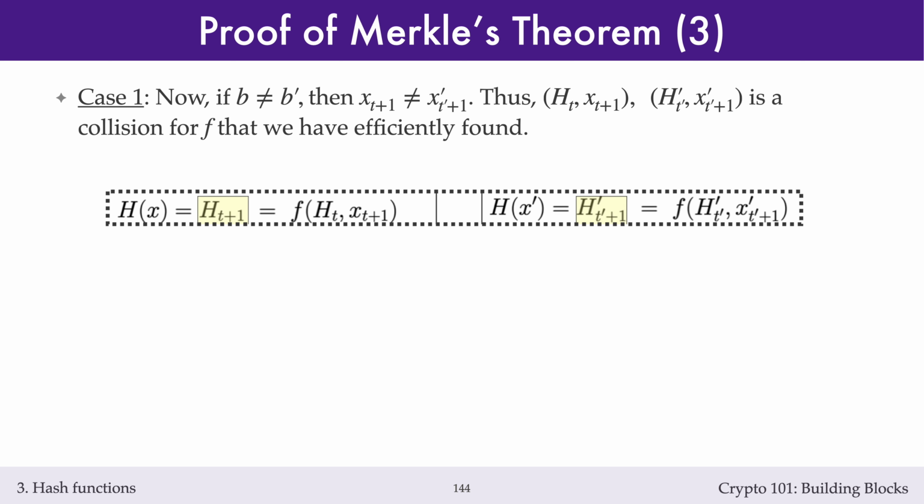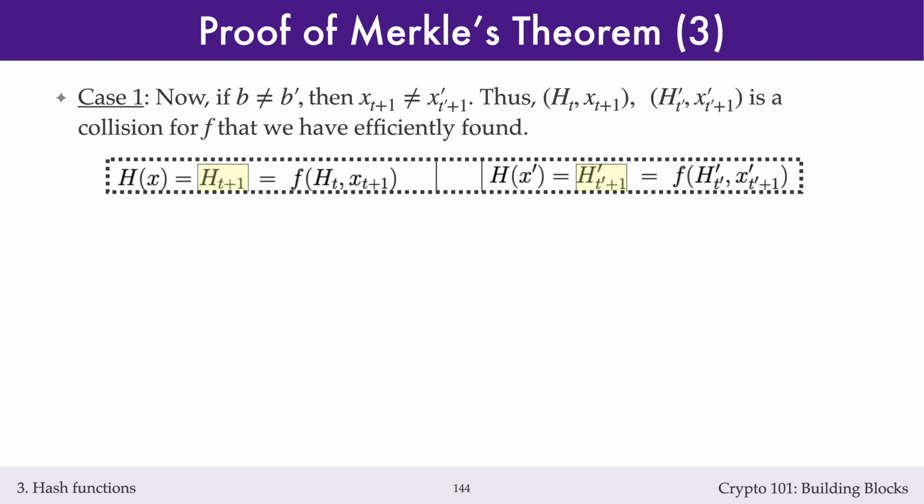Looking now at the last equations in the two lists from the previous slide, the outputs of the functions are equal, as we noted earlier. On the other hand, the inputs to F are different because X(T+1) is not equal to X'(T'+1). And so the binary strings Ht || X(T+1) and H'T' || X'(T'+1) are a collision for F that we have efficiently found. And this shows that F is not collision resistant.